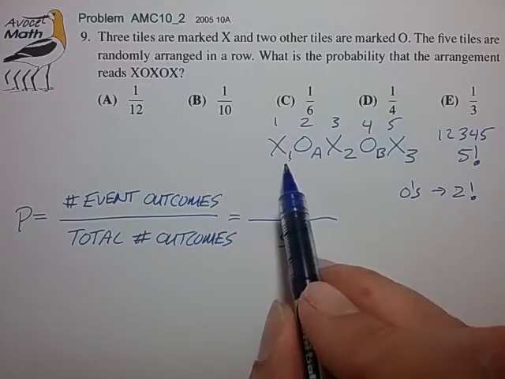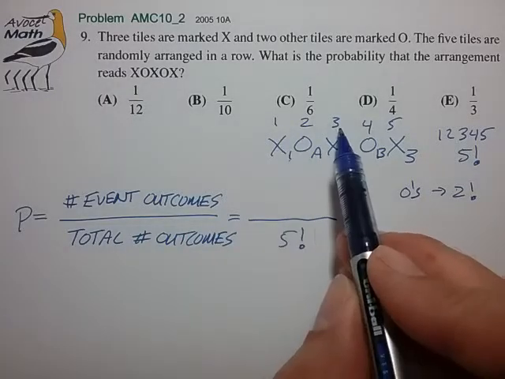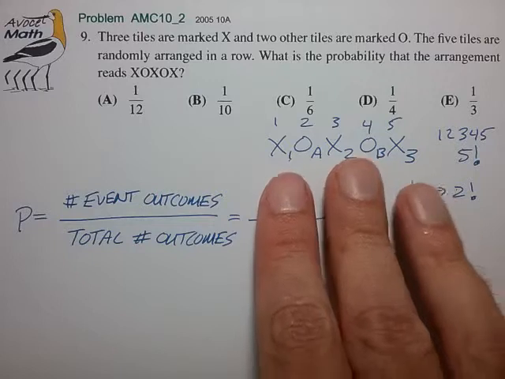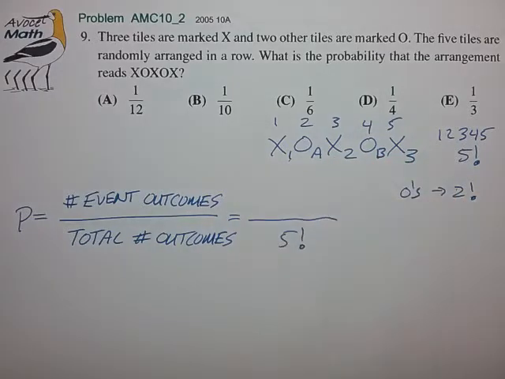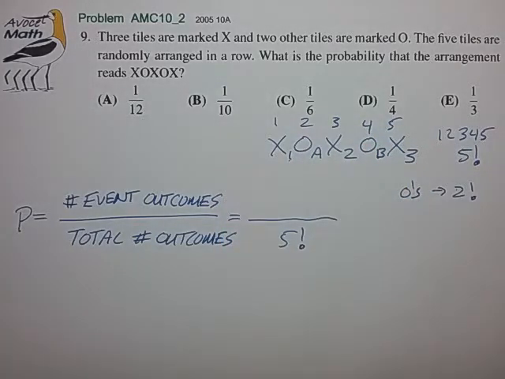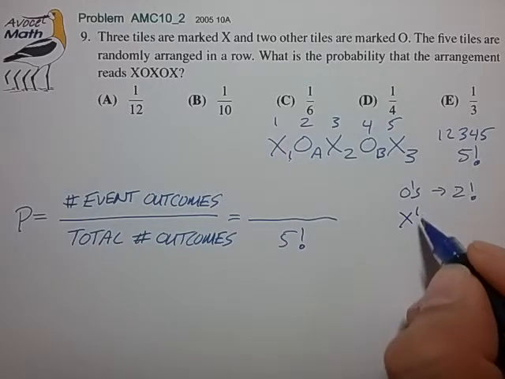Likewise, we see that the X's have to occur in positions 1, 3, and 5, but since they're essentially physically 3 distinct tiles, they just happen to have the same X marking on them, we see that the X's can be rearranged in 6 possible ways, corresponding to the permutations of 3 objects being 3 factorial.